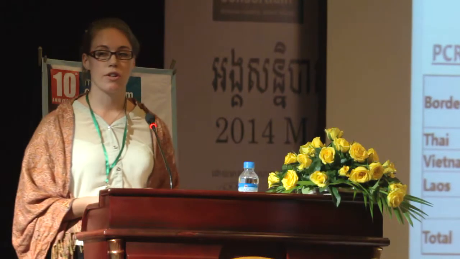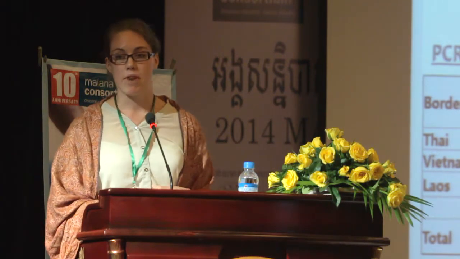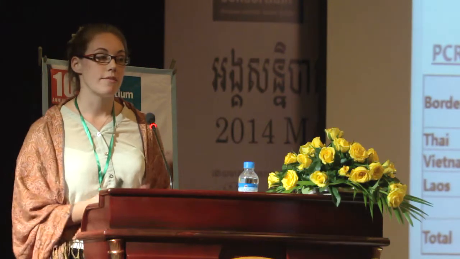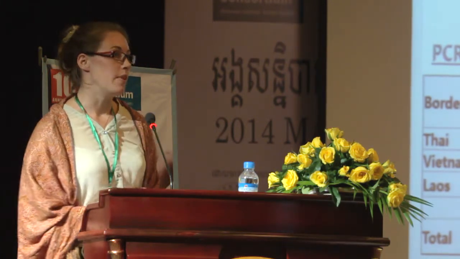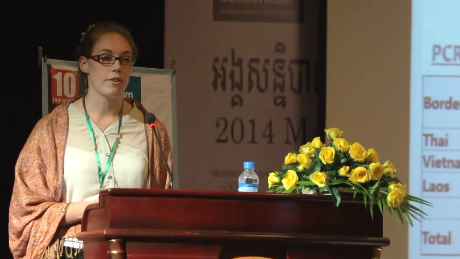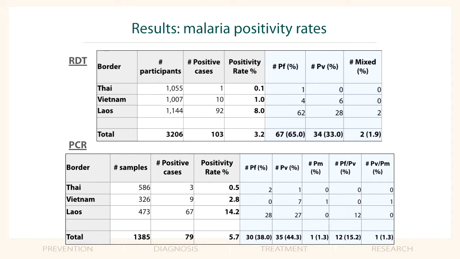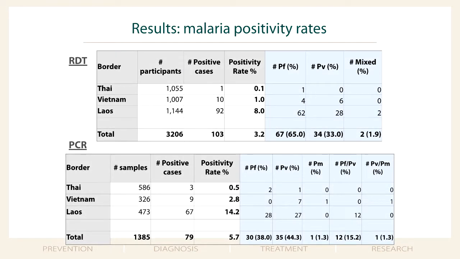So we also took blood samples for PCR analysis, which is being run at the IPC lab here in Phnom Penh. Unfortunately, we are still waiting for full results of that, but this table is just to show you what we've gathered from the first 1,385 samples. So the important thing to take away here is the rate of infection, because hopefully that should not change too much. And you can see here that the rates are much higher, shown by PCR analysis.